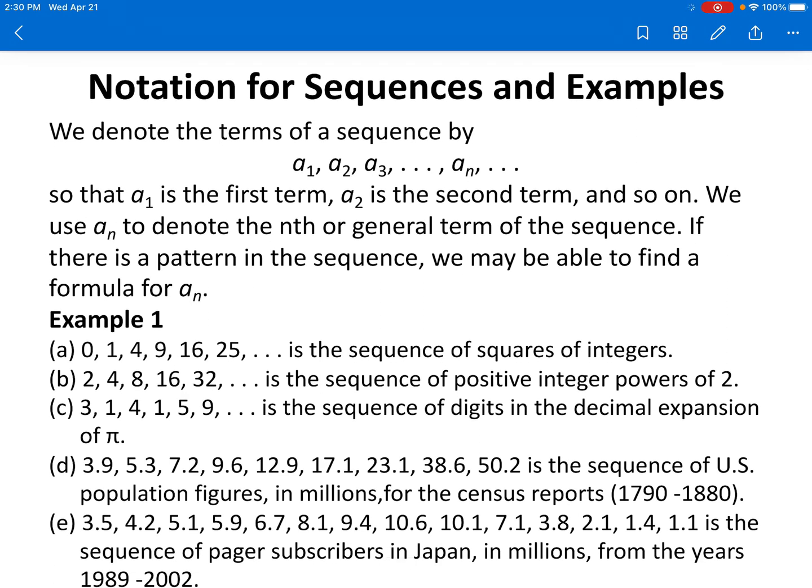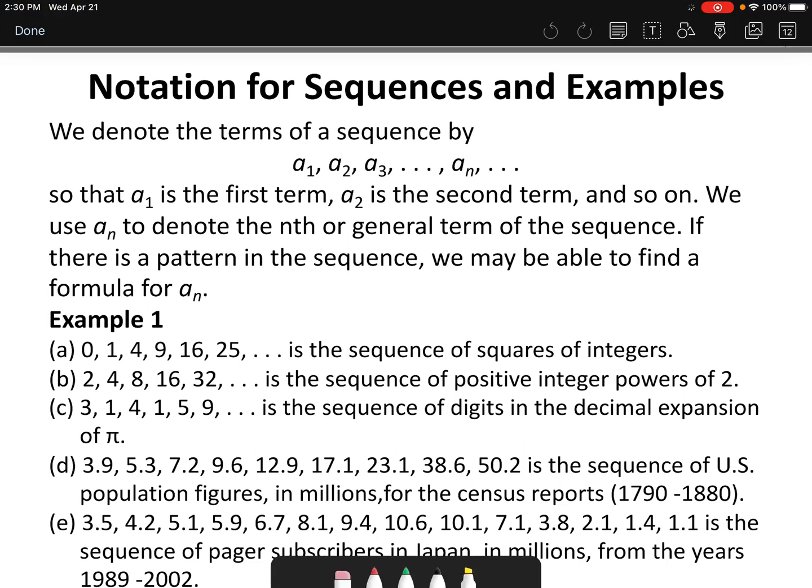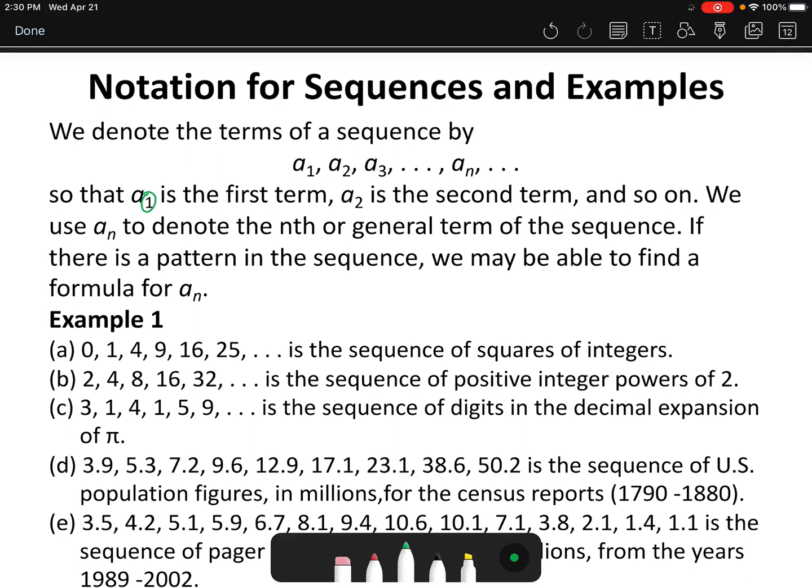The notation of a sequence is a sub 1, a sub 2, a sub 3, and so on, and it's dependent upon this number right here. First term, second term, and so on. A sub n means the nth term.